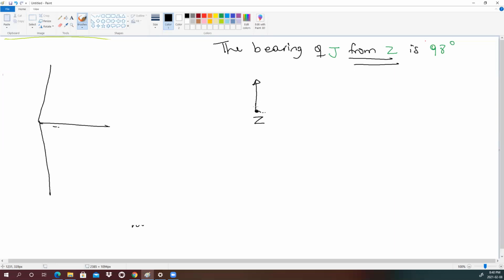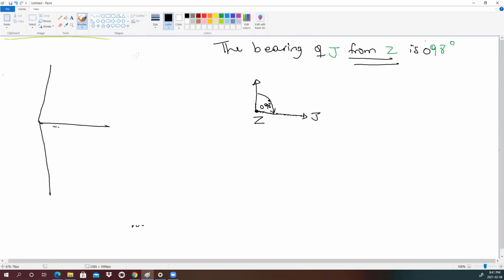So 98 degrees. So this would be, make it a solid line. This would be J, and the angle is 098, because it's a bearing. So remember, it has to have 3 digits in it. All right?